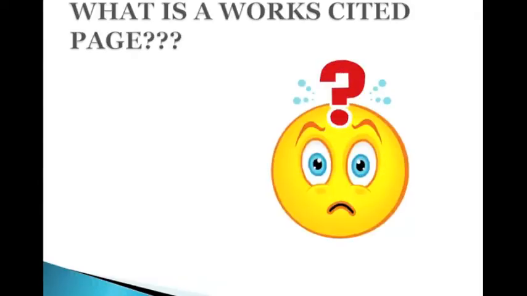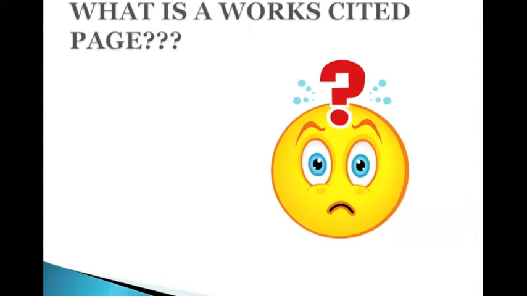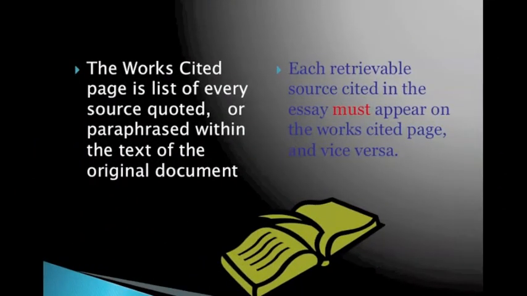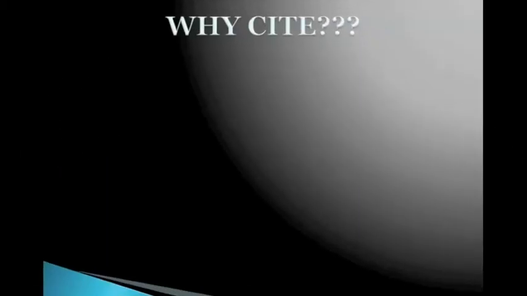What is a works cited page and how is it related to MLA documentation? Many of you have probably already composed a works cited page for one of your previous English classes or another humanities class. The works cited page is a list of every source quoted or paraphrased within the text of the original document. Each retrievable source cited in the essay must appear on the works cited page and vice versa. This means that if you place a source on your works cited page, the source must be included in your writing. So why do we cite?